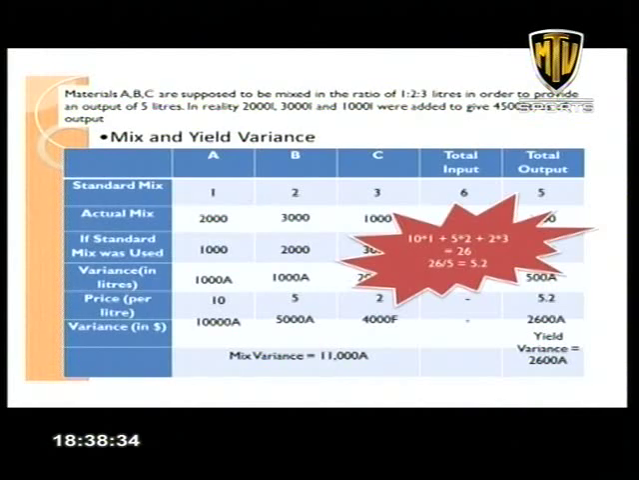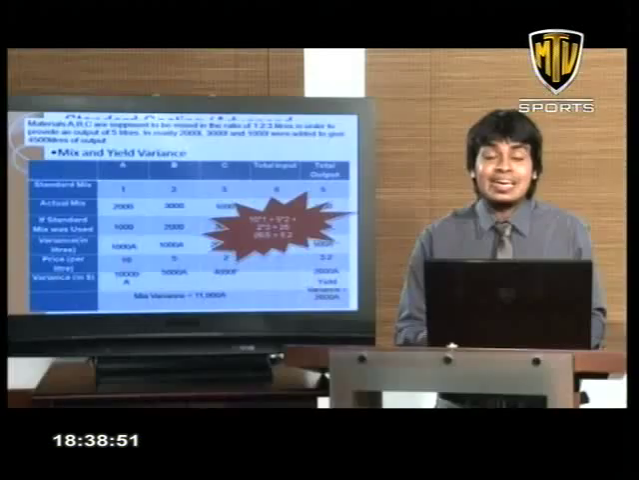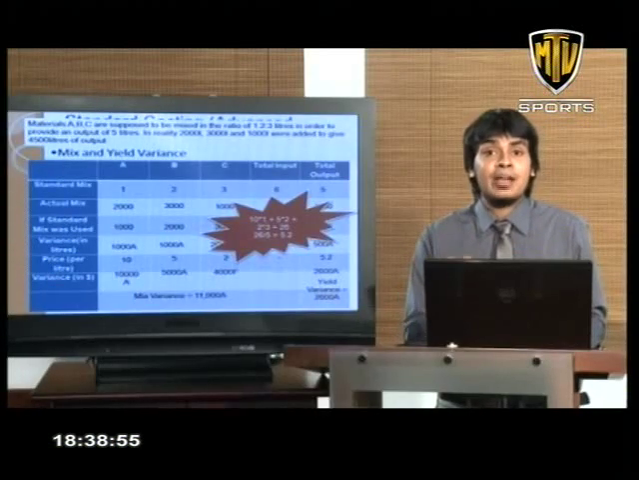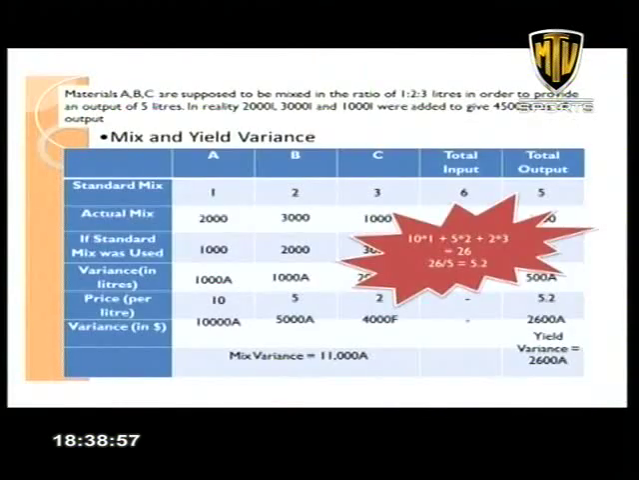So 6 liters of input in the standard mix is going to be 26, but you need to divide it by 5, not 6, because you're getting only 5 liters of output from the 6 liters of input. So therefore the standard price per liter of output is actually 5.2. It is not just a simple weighted average calculation. It is in fact the price per unit of output. So that 500, you multiply it by 5.2, you end up with a 2600 adverse.